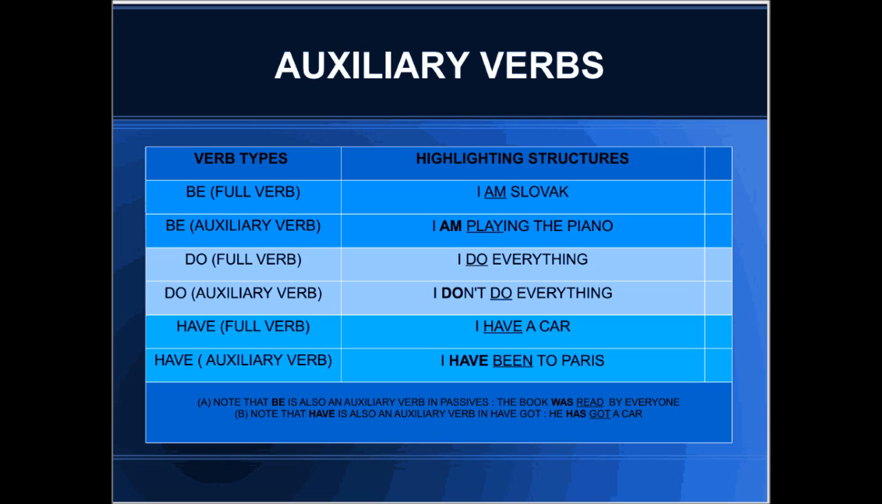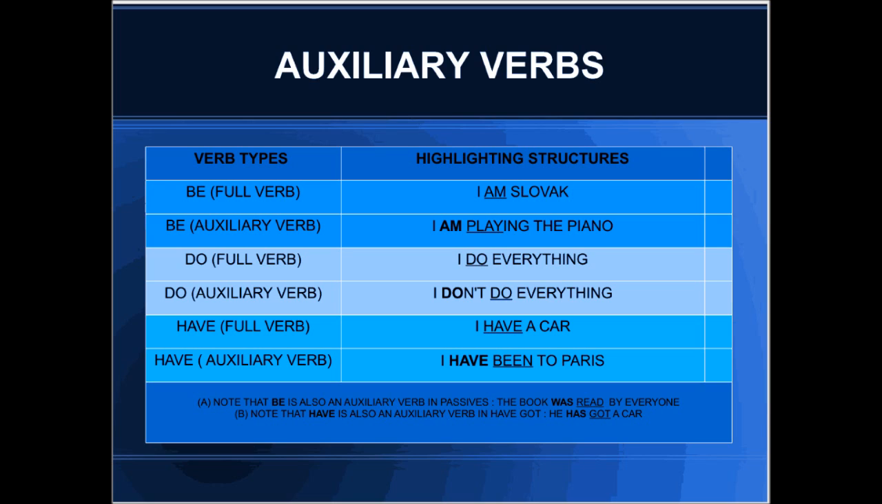You might also want to note at the bottom that be is also an auxiliary verb in passives. The book was read by everybody. And that have is also an auxiliary verb in have got, as in he has got a car, which is the same principle, meaning as he has a car. Now we could go really, really deep into that area of language, but we don't have time in this presentation.